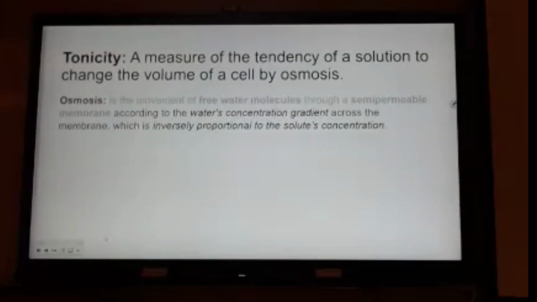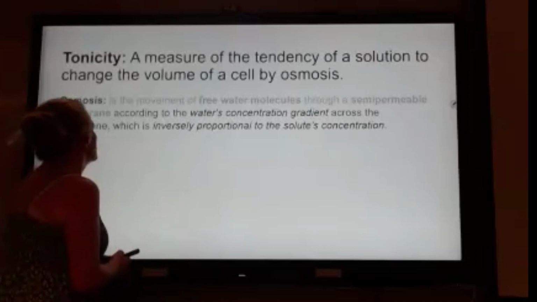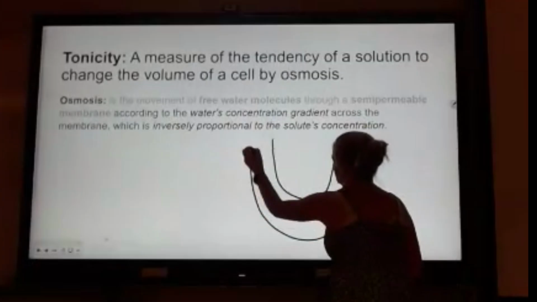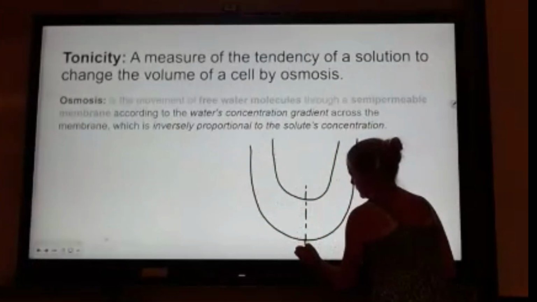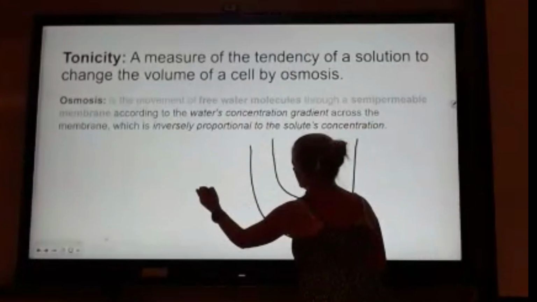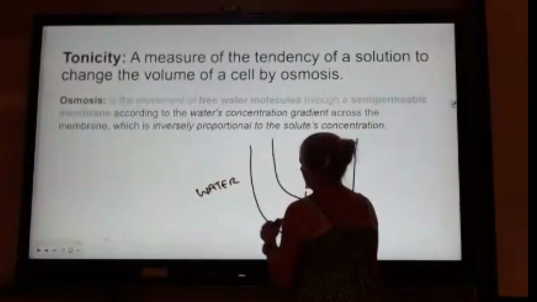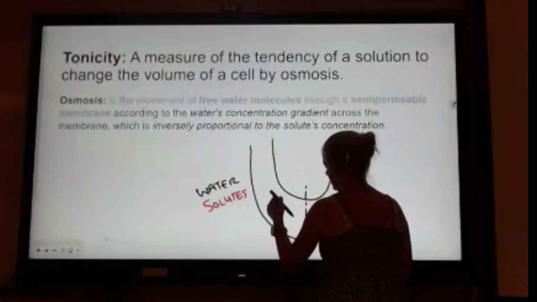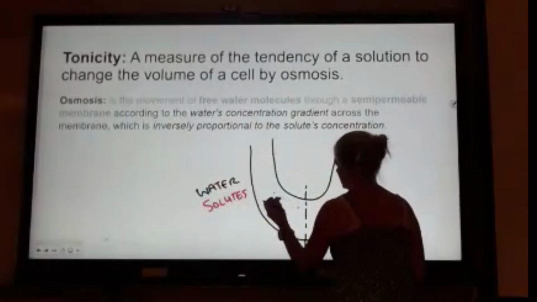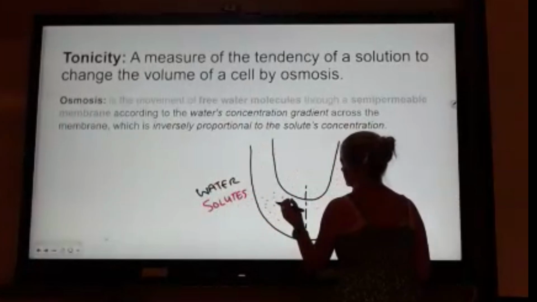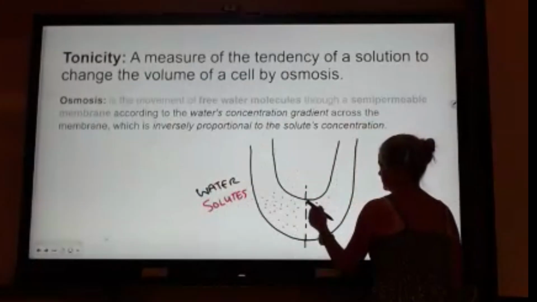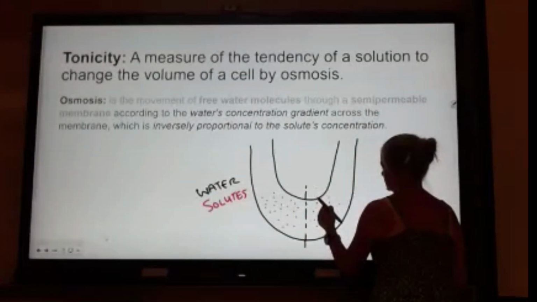Okay. So the other half of this definition. Now I got to draw my picture again. We said that water was black and the solutes are going to be red.